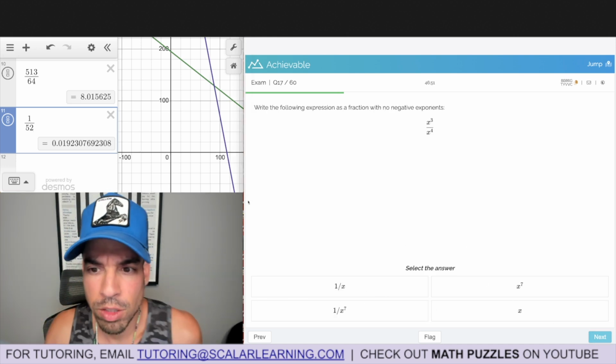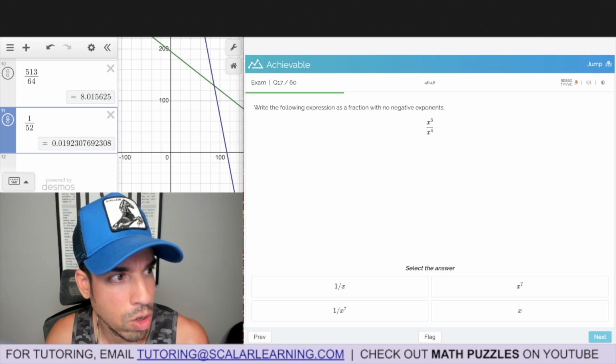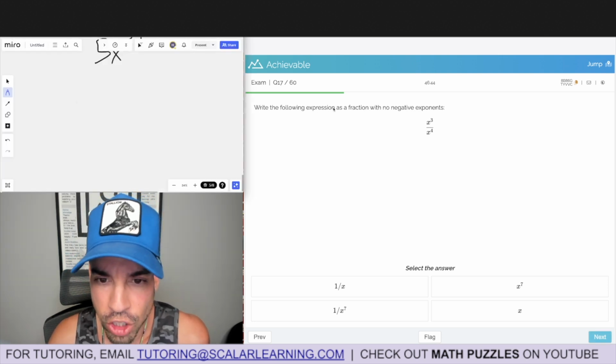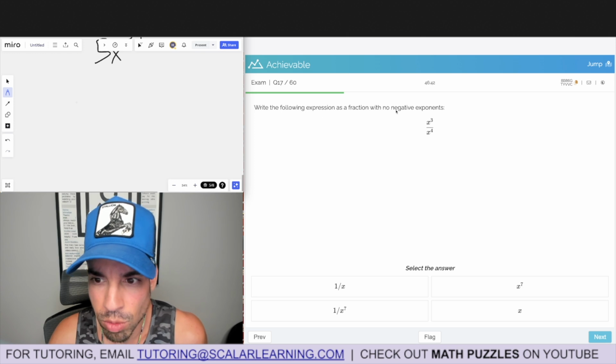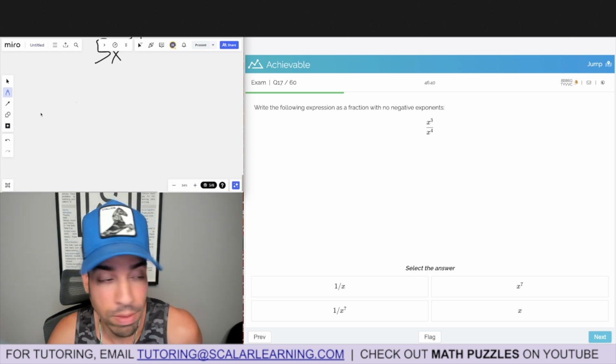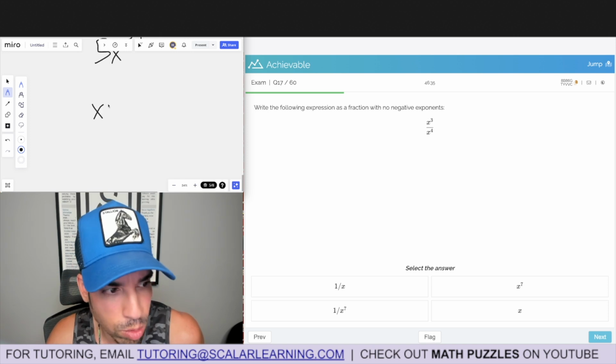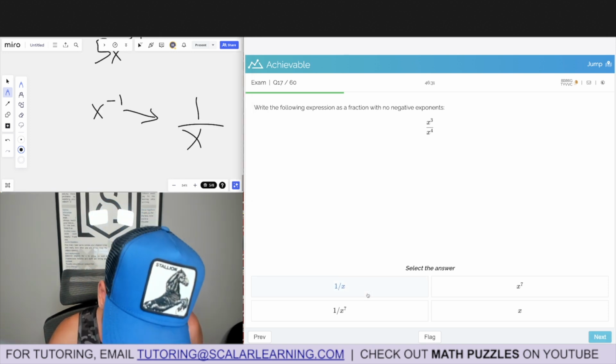Okay. Which of the following expressions has a fraction with no negative exponents? Oh, write the following. Now I understand. Okay, so x cubed over x to the fourth, that's division. We subtract the exponents, so it's x to the negative 1. But to write that without negative exponents, it's 1 over x, which means this is the winner.